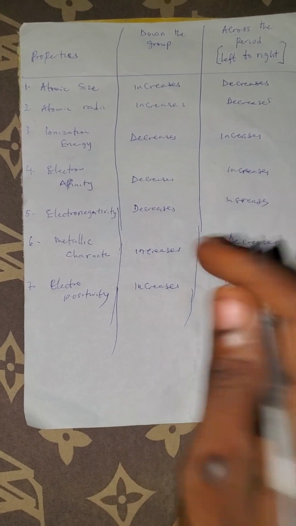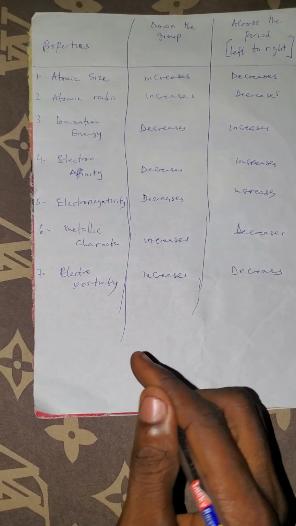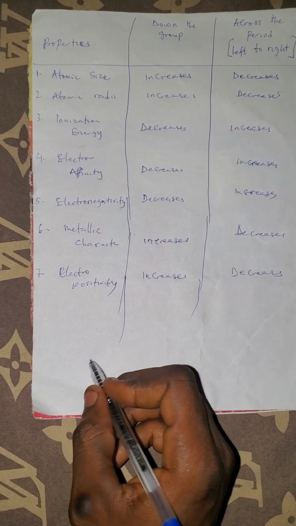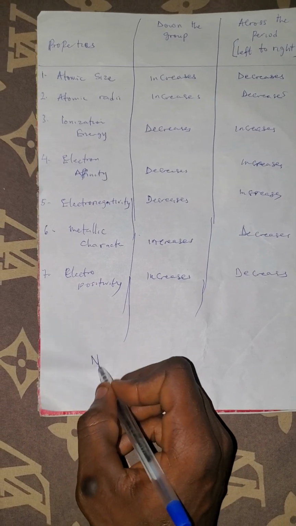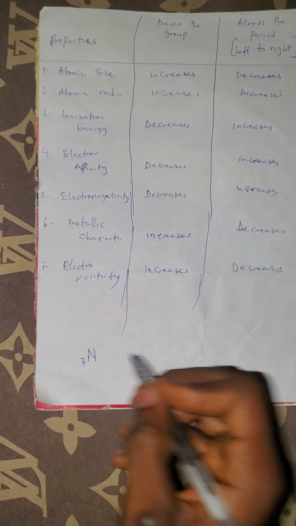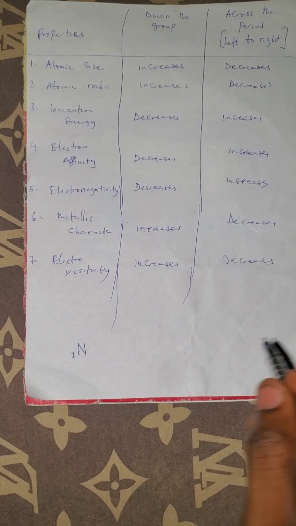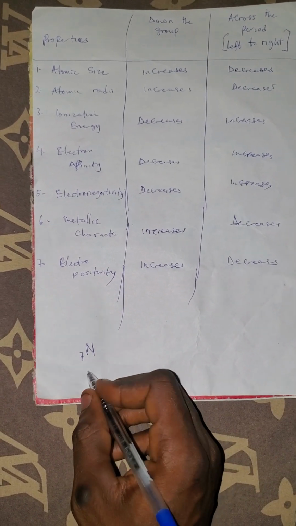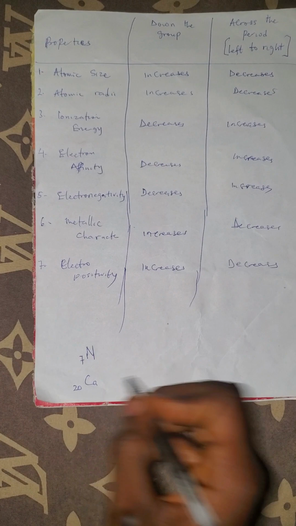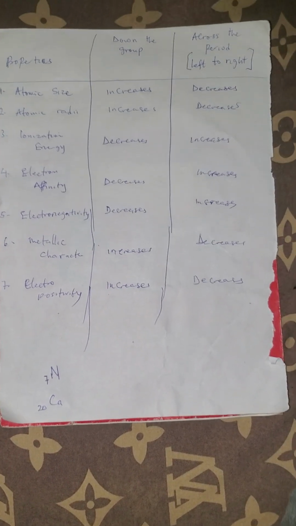At the comment section, tell me the electronic configuration of nitrogen. Nitrogen is 7, so let me know the electronic configuration of nitrogen and the electronic configuration of calcium, which is 20. So type it at the comment section.